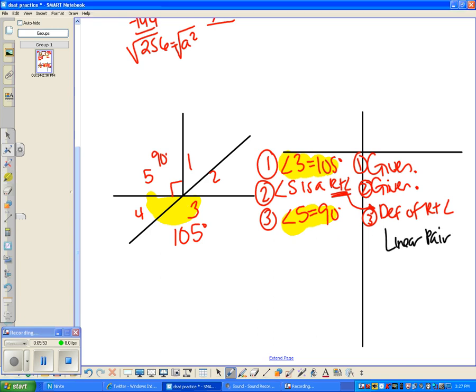And I know that angle 3 and angle 4 are adjacent angles that add up to be a straight line. That's called a linear pair. And because they add up to be a straight line, they are supplementary.